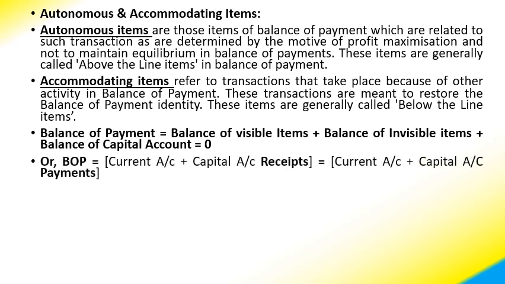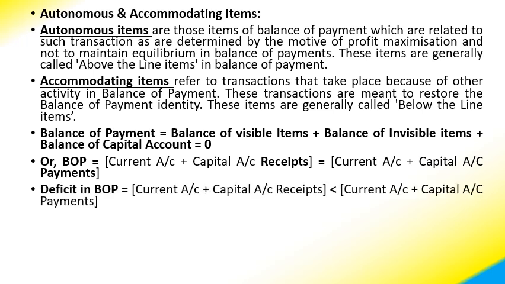So, in other words, we can say that the current account balance of payment is equal to current account receipts plus capital account receipts equal to current account payment and capital account payment. If you take it, then it is known as balance of payment. If you change the side, you will get 0 ultimately, which is given in the first equation.